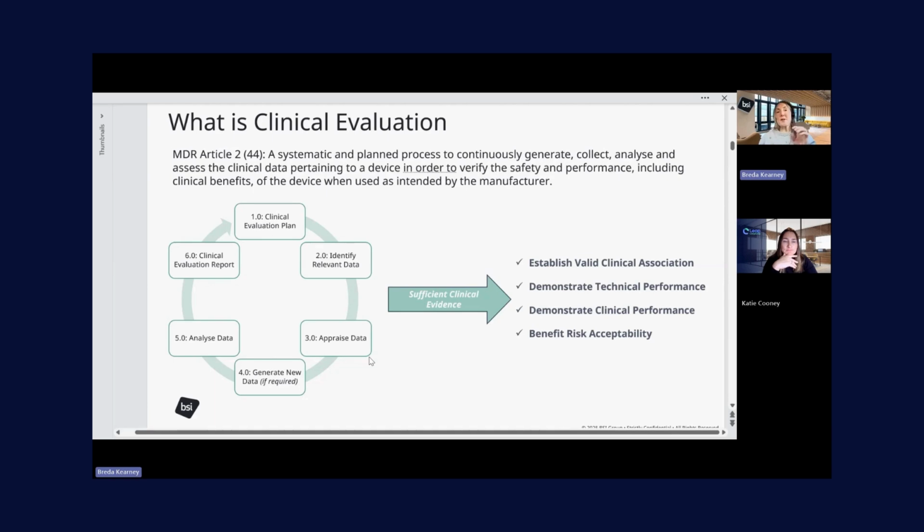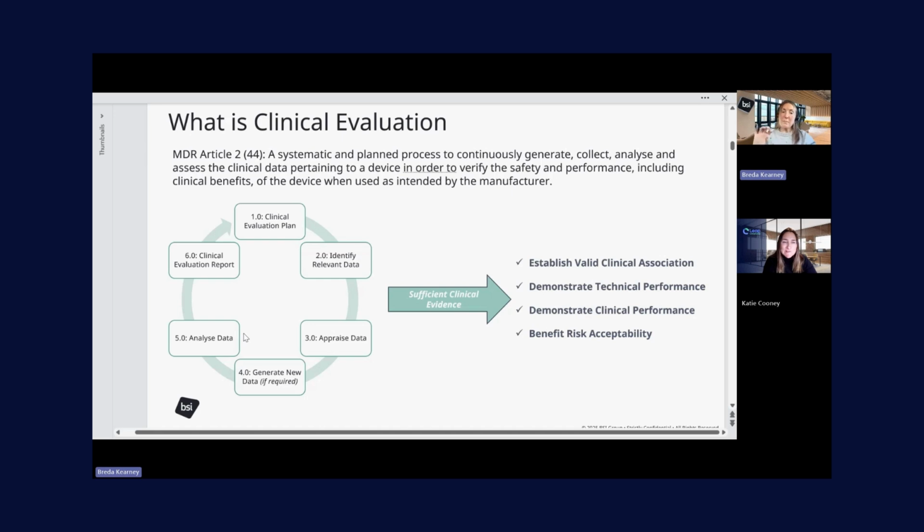So you look at it in terms of the quality of the data. Is it good quality data? Are there limitations to the data? How much of it do I have? And so on. If you need to, you'll generate new data. So if there's any gaps or holes, you might need to do a clinical investigation. When you then have your full data packet, you'll analyze it, and then you'll generate your clinical evaluation report.